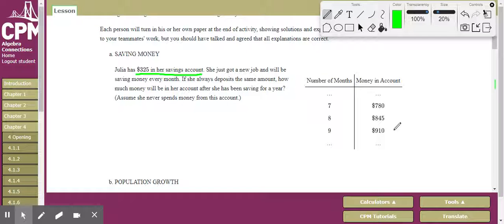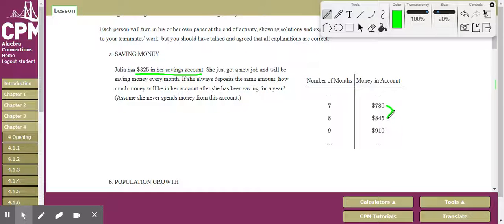So a couple different ways you could solve this problem. You could go ahead and finish this table, but first you'd have to figure out how much it is growing each month. And that's going to be your rate. And then you would add that each time until you get to 12, which would be a year. And then you would have your value.